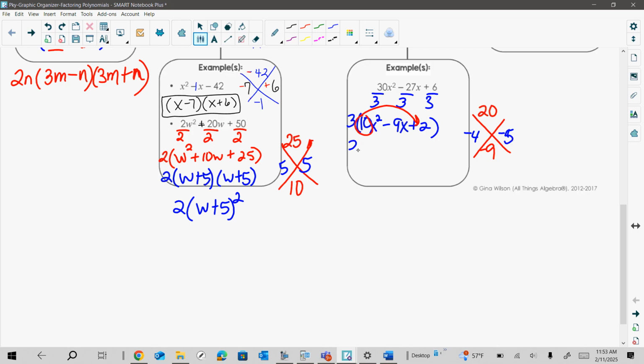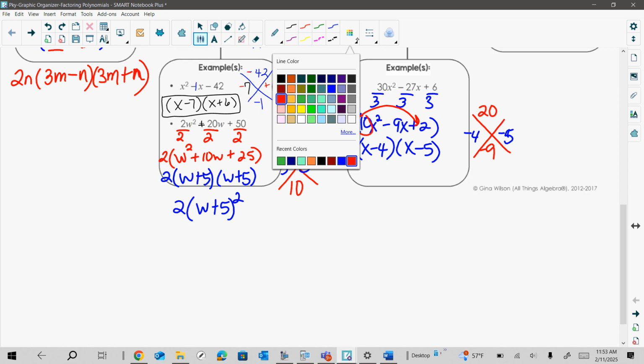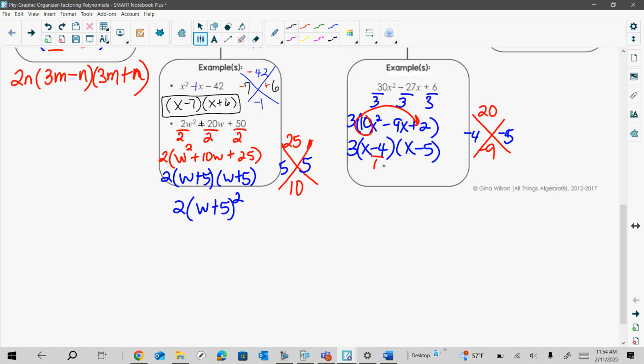Okay, the 3 stays in front of the parentheses. We're going to have x minus 4 and x minus 5. And because we had this number 10 in front, because I circled that 10, I got to divide each number by 10. This means you're going to reduce the fraction here. 4 over 10 can be reduced to 2/5. And 5 over 10 can reduce to 1/2.